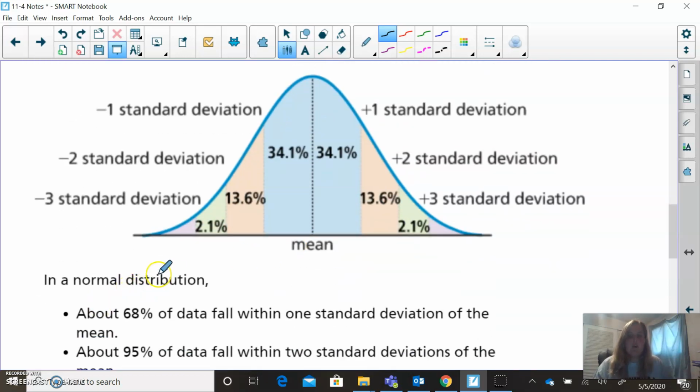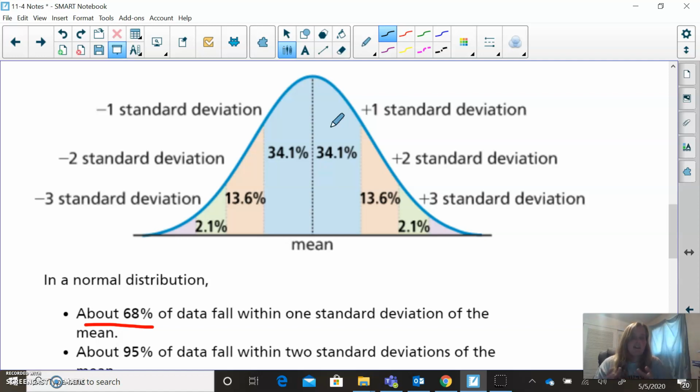So in a normal distribution, about 68% of the data fall within 1 standard deviation of the mean. So, okay, when it's normally distributed, when we look at class assignments, when we look at test scores, when you look at a lot of things, they do follow this normal distribution. Okay, about 68% of the data will fall within 1 standard deviation of the mean.